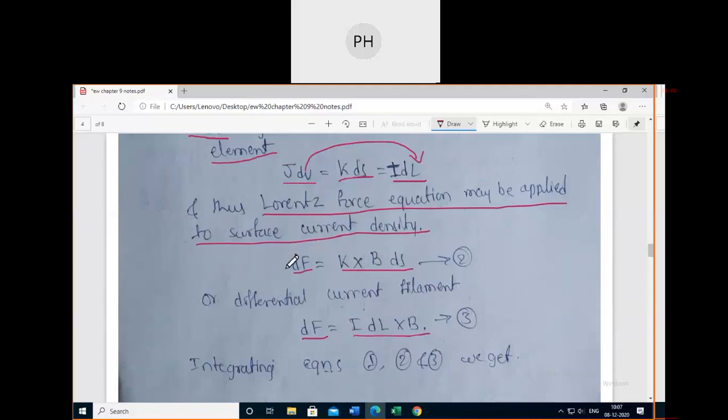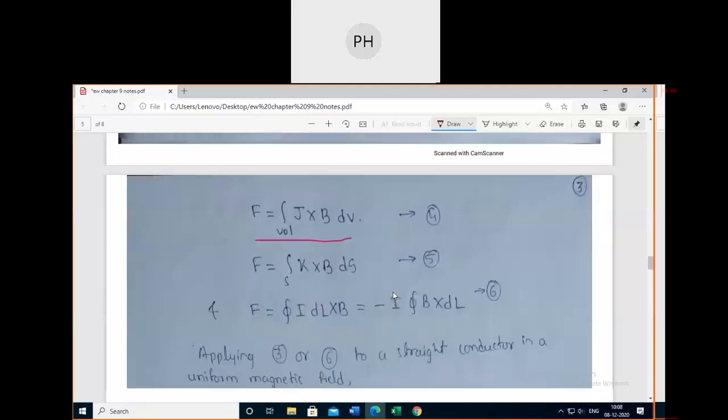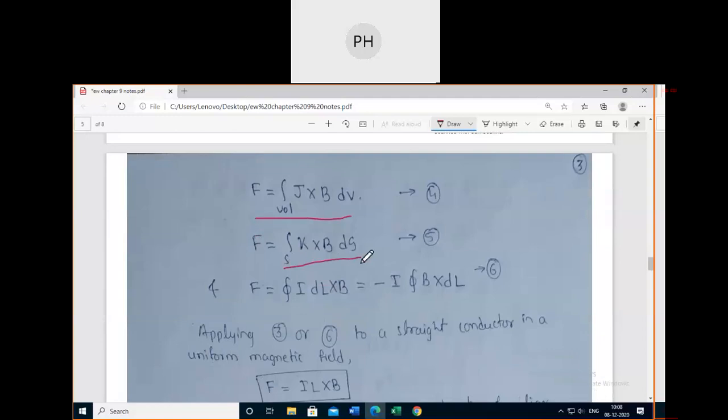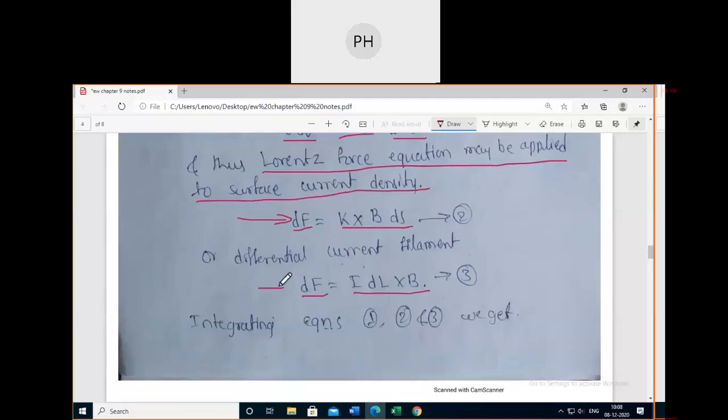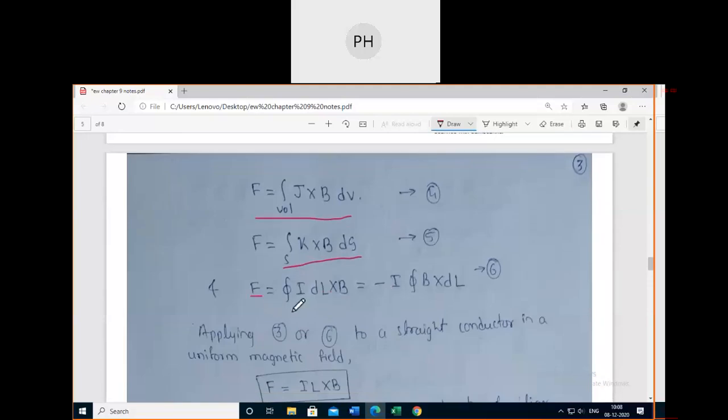With respect to surface, if you integrate this, dF becomes F, the integration over the surface of K cross B into dS. Surface charge is there, that's why we are indicating surface here. The third equation is this one: if you integrate with respect to line charge, F is equal to the closed integral of I dl cross B.